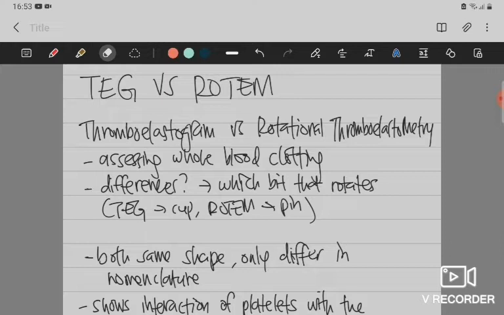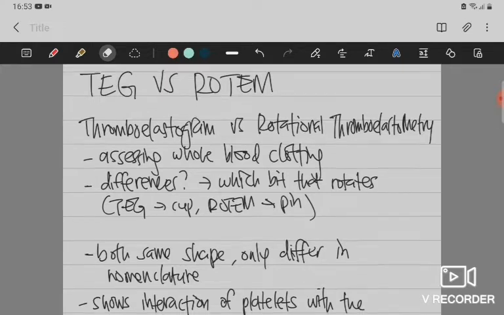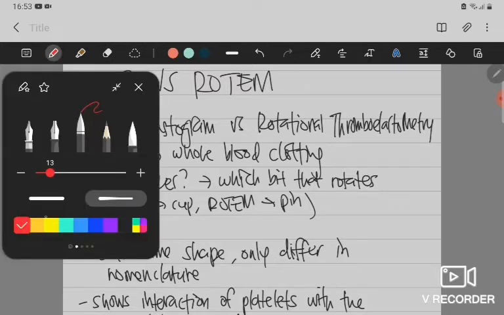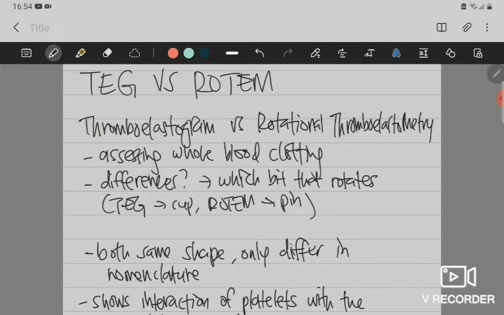So what is TEG or ROTEM? TEG is thromboelastogram, while ROTEM is rotational thromboelastometry. Basically, it's only a different way of assessing the blood clotting. The difference is just which bit rotates. So TEG uses a cup, while ROTEM uses a spin that rotates to assess the blood clotting. It's a qualitative assessment of the blood clotting.